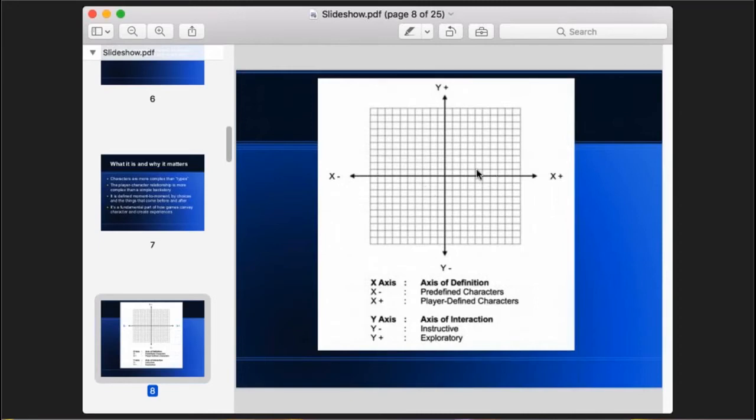So on the horizontal axis, we have the axis of definition, and this goes from characters who are predefined, like the main character in a Final Fantasy game, somebody who's fully formed and already has an identity, to characters who are player defined, like the main character in an Elder Scrolls game, who is sort of a proxy for the player themselves. The vertical axis is what I think of as the axis of interaction. And this is a way of thinking about any given moment in a game.